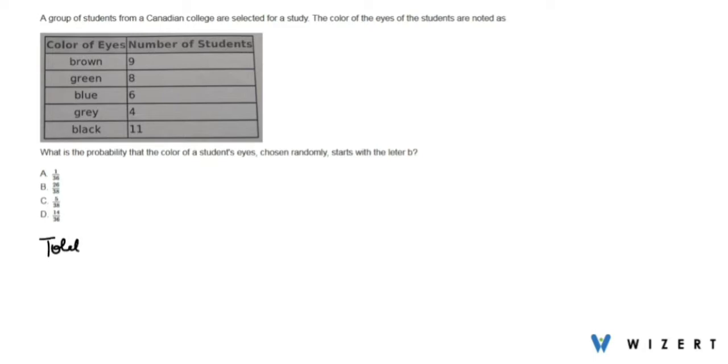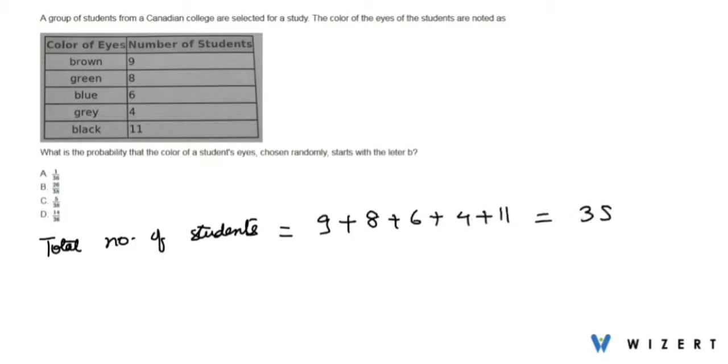So first of all, let us see what is the total number of students. So total number of students are just the addition of all the number of students having the color of eyes as brown, green, blue, grey and black. So 9 plus 8 plus 6 plus 4 plus 11, that will give 38.